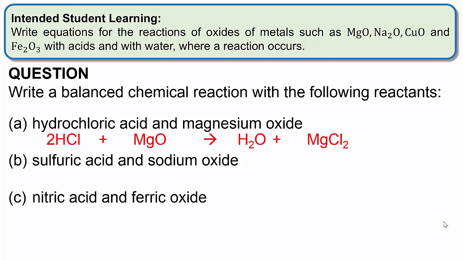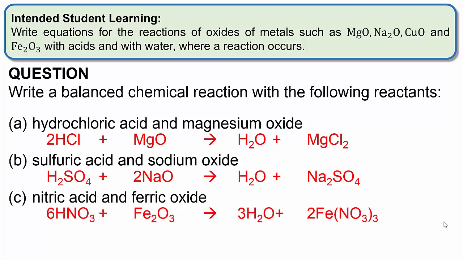So here are the answers. Hydrochloric acid plus magnesium oxide goes to water plus magnesium chloride, water and sodium sulfate, water and iron nitrate.